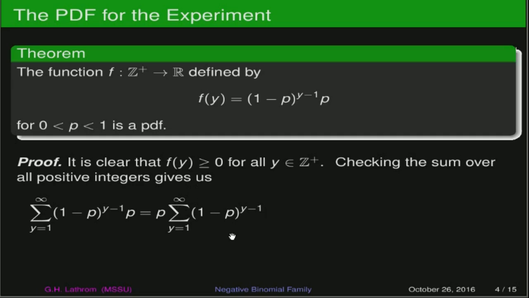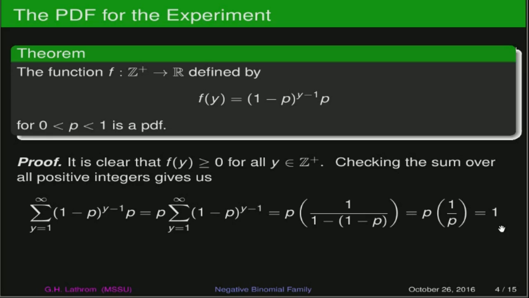If you look back and think about your geometric series from Calc 2, you'll remember that we're able to sum that series when the ratio is between 0 and 1, and that sum is going to be 1 over 1 minus (1 minus p), which is 1 over p. So when we multiply that by p, the denominator simplifies down to p. We have p on top and p on the bottom, and sure enough, that gives us a sum of 1.